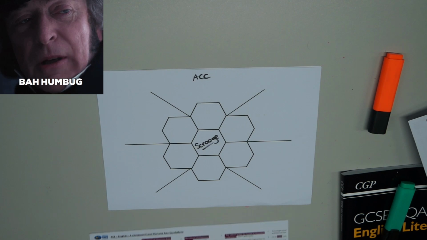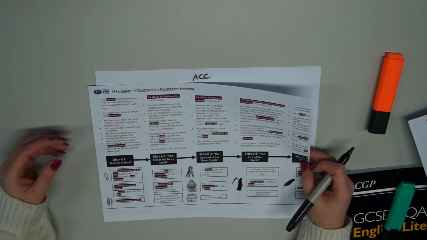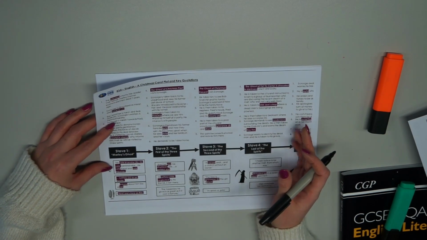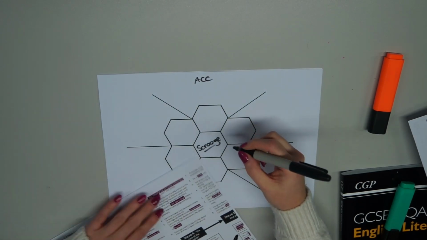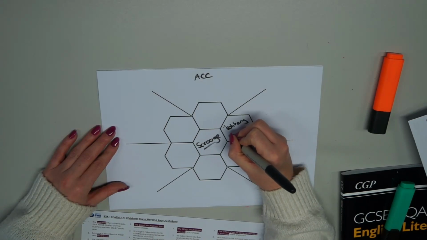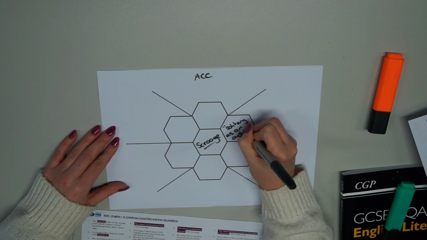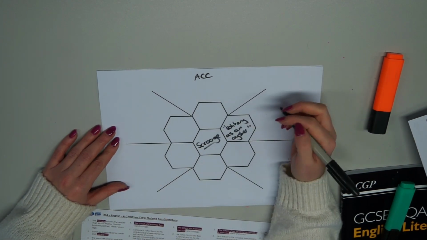And then I'm going to show you how we might use our knowledge organiser to help us with our revision. So if we look here, we have some key information, key quotations. I'm going to take this quotation here from my knowledge organiser. So the fact that Scrooge is as solitary as an oyster. And I am going to place this here on my revision web. And then what I'm going to do is use the outside of the revision web to do my analysis.